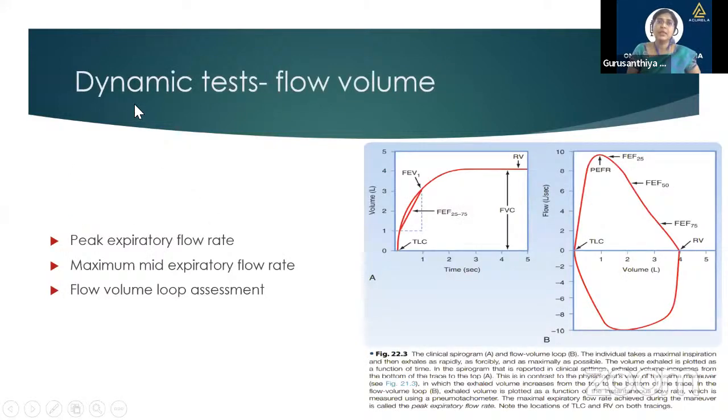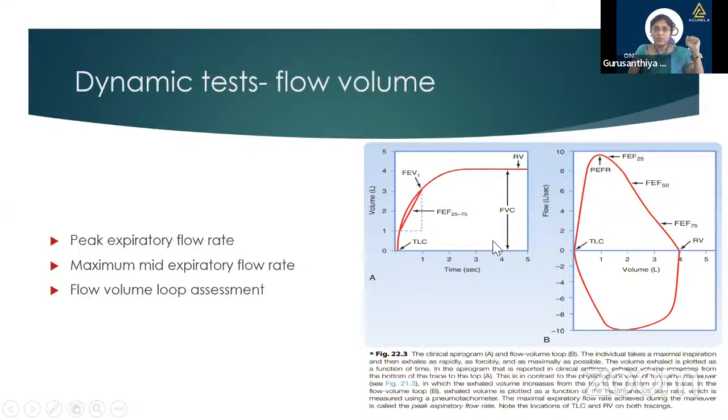Next comes the dynamic test. In the dynamic test, as of now, we have seen only the volume time loop. Now we are seeing the flow volume relationship. In the flow volume relationship, we will be seeing the peak expiratory flow rate, the maximum mid expiratory flow rate, which is the FEF 25% to 75%, and the flow volume loop assessment.